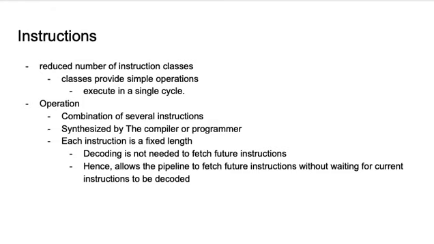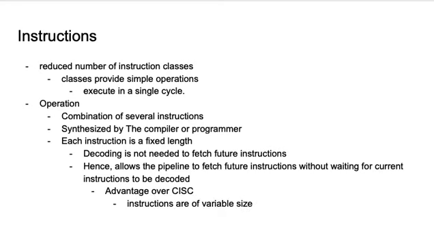When compared to the RISC architecture, in CISC the complexity is at the hardware level and not at the software level, which is at the compiler. Another feature for instructions in RISC is that they are of fixed length, and hence decoding is not needed to fetch future instructions. Being of fixed length, a pipeline can fetch future instructions without waiting for current instructions to be decoded.